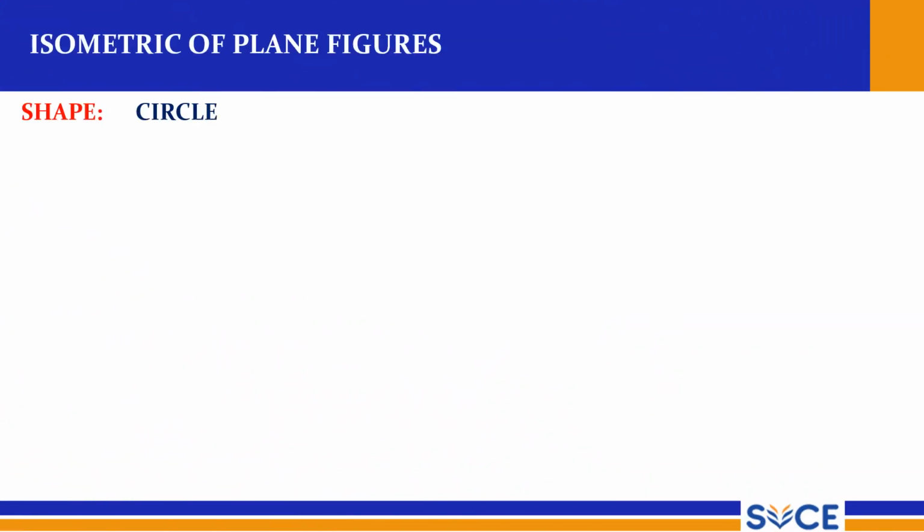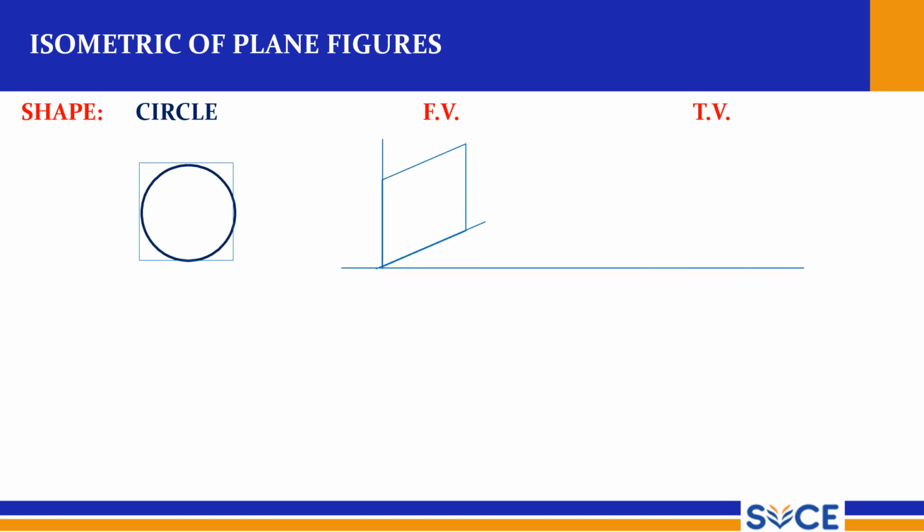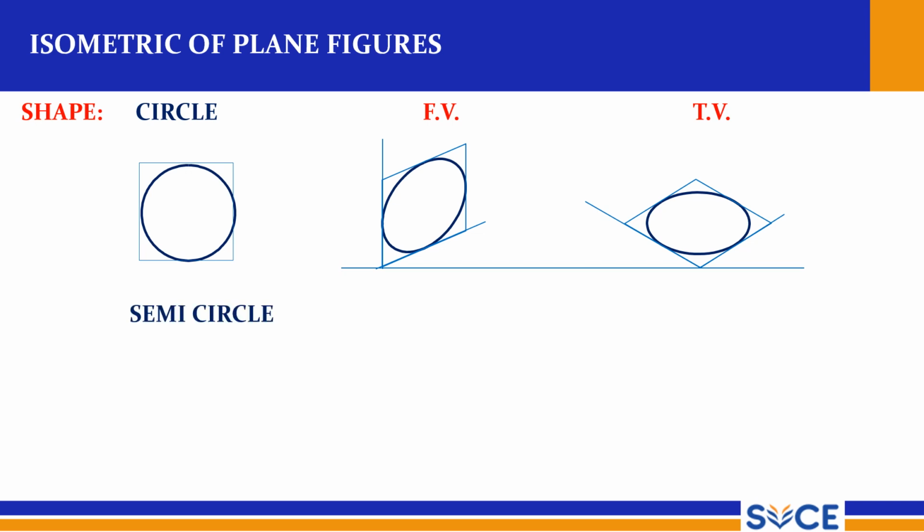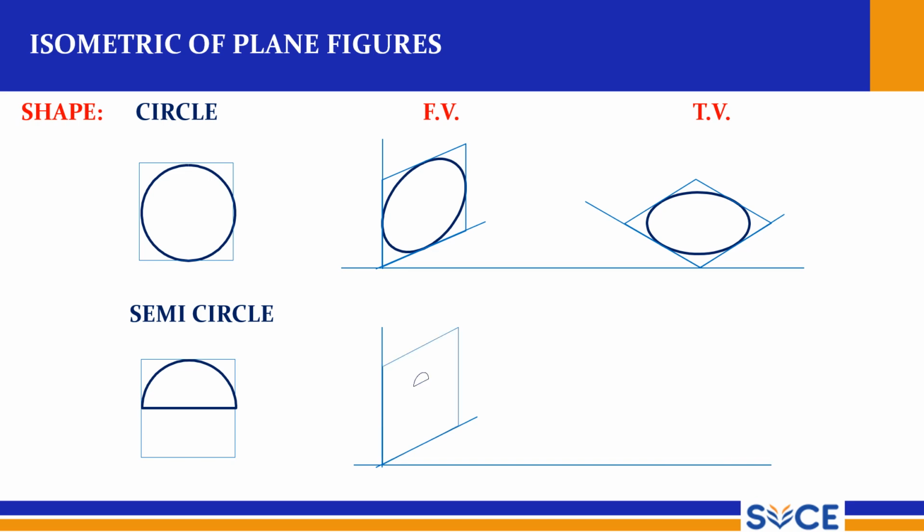So the isometric shape is a circle. To draw a circle there are actually two methods, and I will come to those two methods in the coming slides. So this is the front view and this is the top view, right? Obviously it is an ellipse. A semicircle is drawn like this, right? So a semicircle also can be drawn using those two methods.